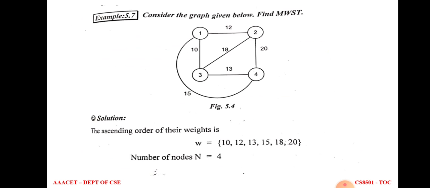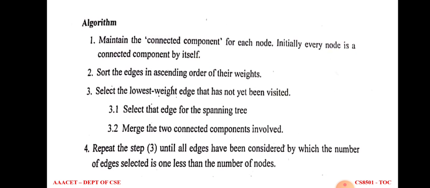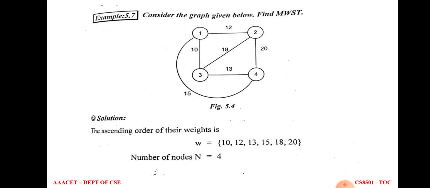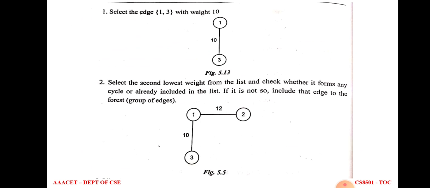In the third step, we have to select the lowest weight edge, right? So the lowest weight edge is 10. What are the nodes connected by the weight 10 edge? That is 1 and 3. So we draw it like this, 1 to 3 having weight 10, because we have to select the lowest edge weight.